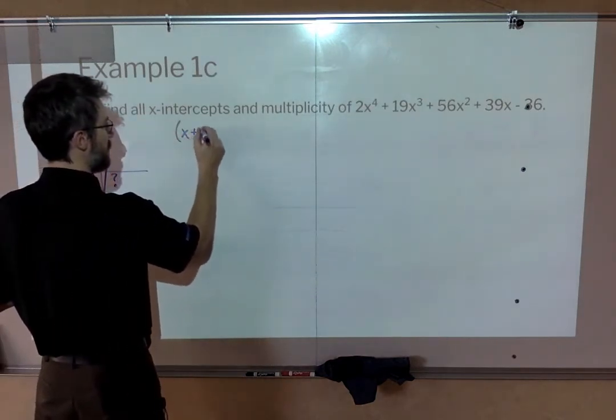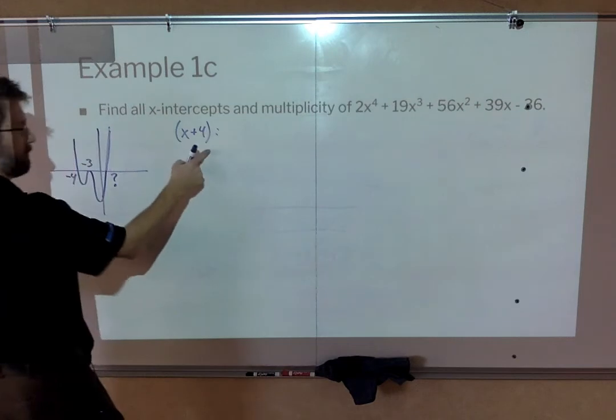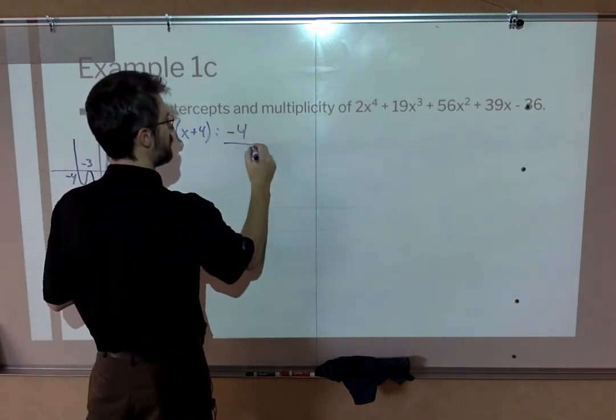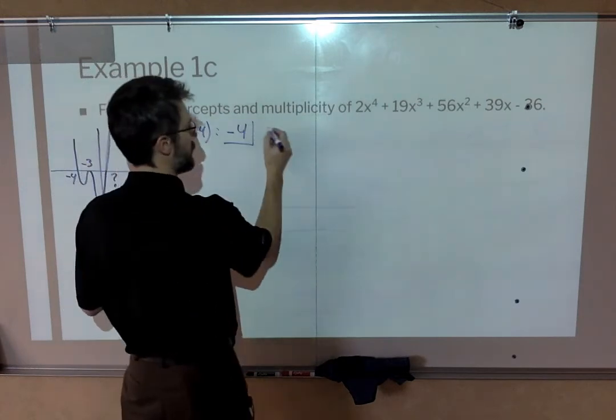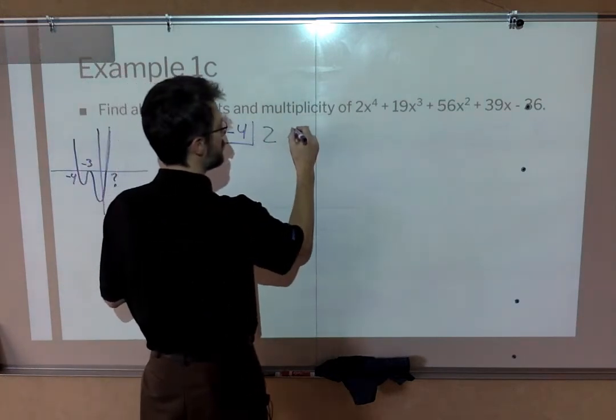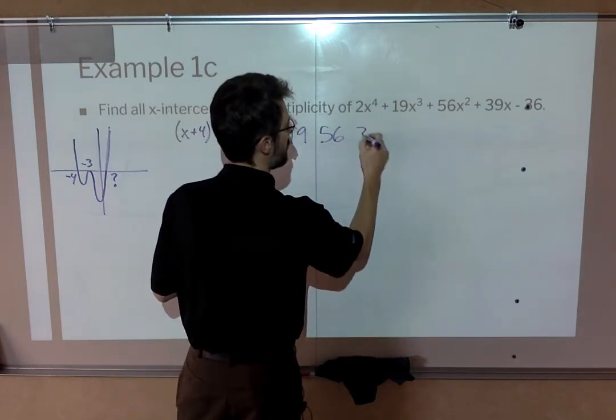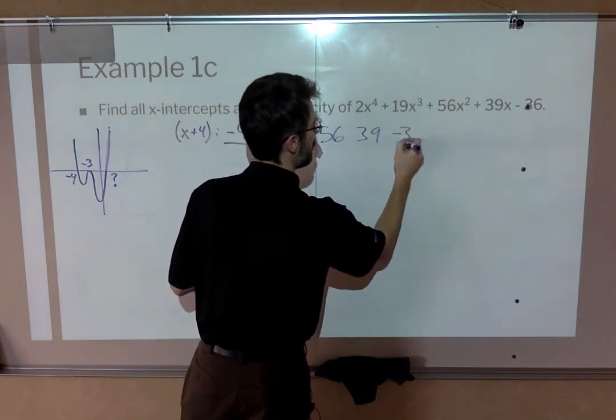Again, it doesn't matter. So what I'm really doing is dividing out an x plus 4. I'm factoring out an x plus 4 to try to break this down. 2, 19, 56, 39, negative 36.